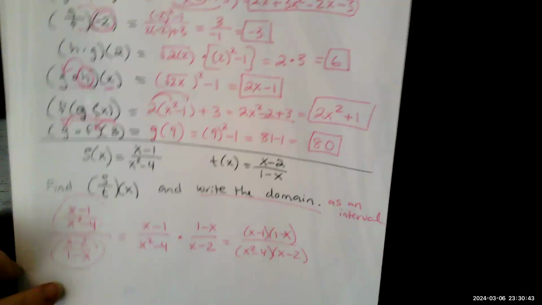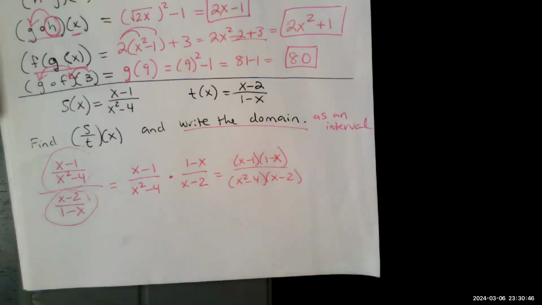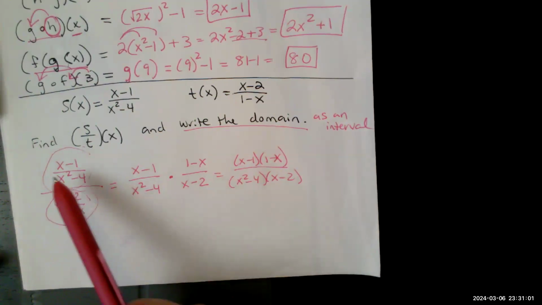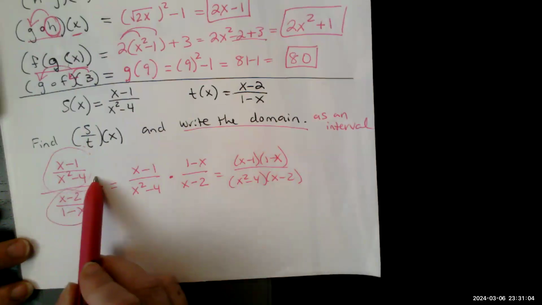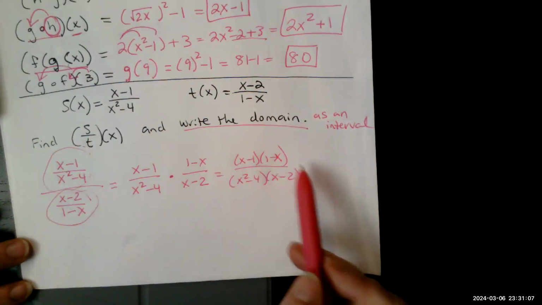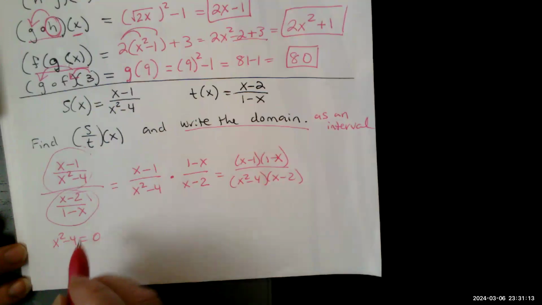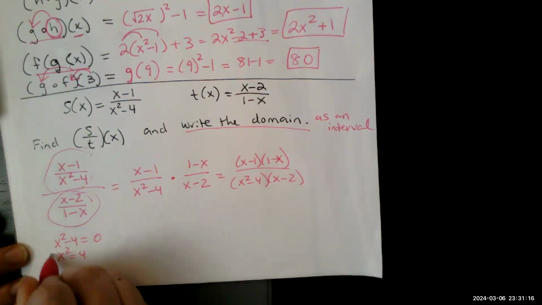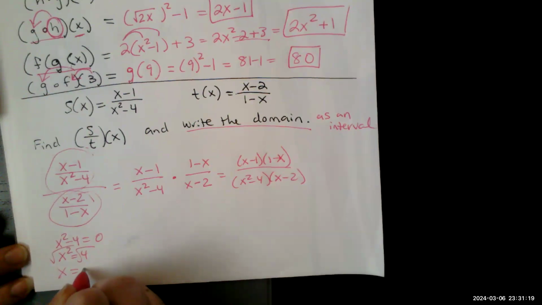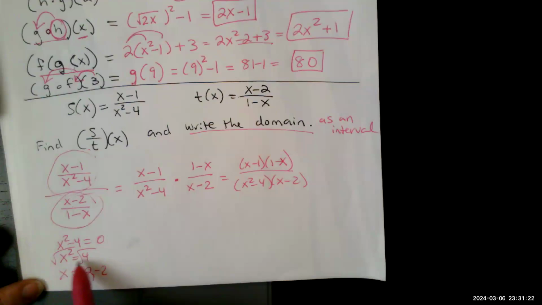So as far as the domain, when we have fractions, the easiest way to think of the domain is just to think of what do we not want to happen. And we never want the denominator to equal 0. So first of all, since we have two fractions here, let's figure out when this would be 0 and when this would be 0, and then we'll look at our final answer. So one thing we don't want to happen is we don't want x squared minus 4 to be 0. So that would mean we don't want x to be 2 or negative 2, right? When we take the square root of both sides, we get a plus and a minus answer.